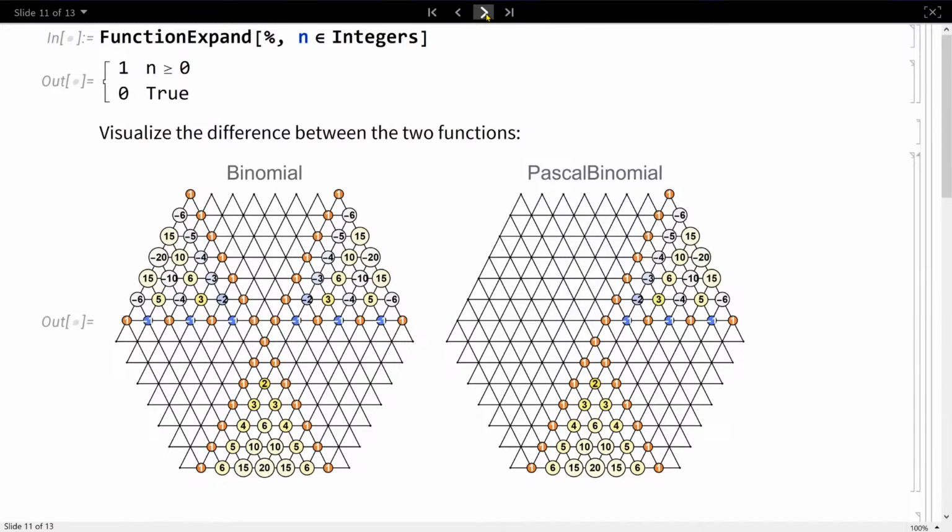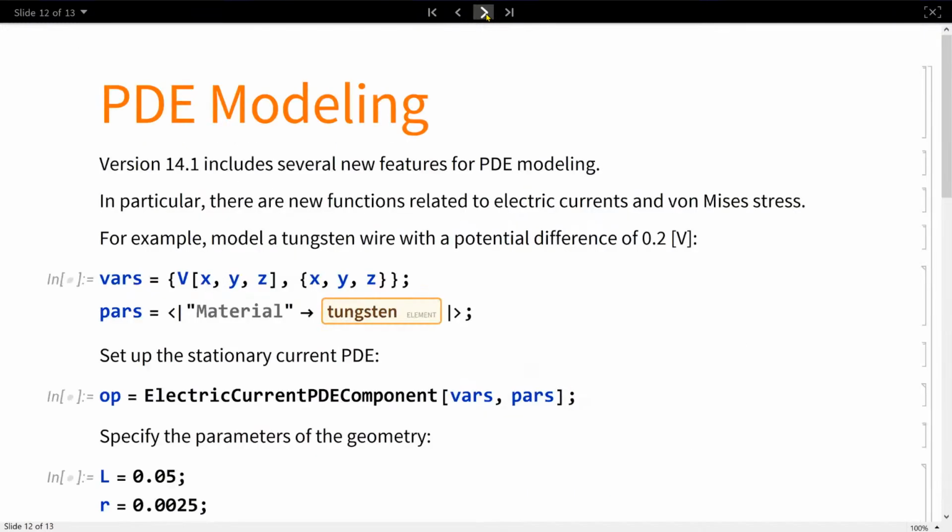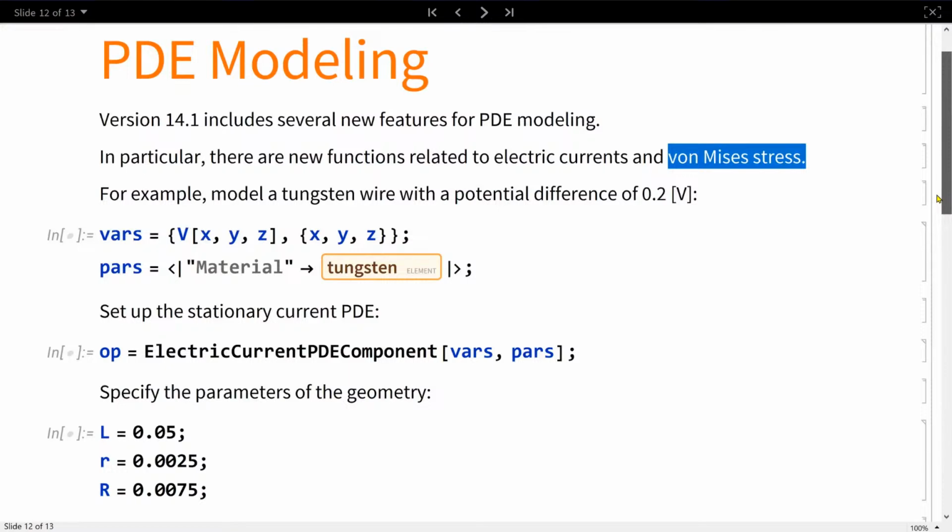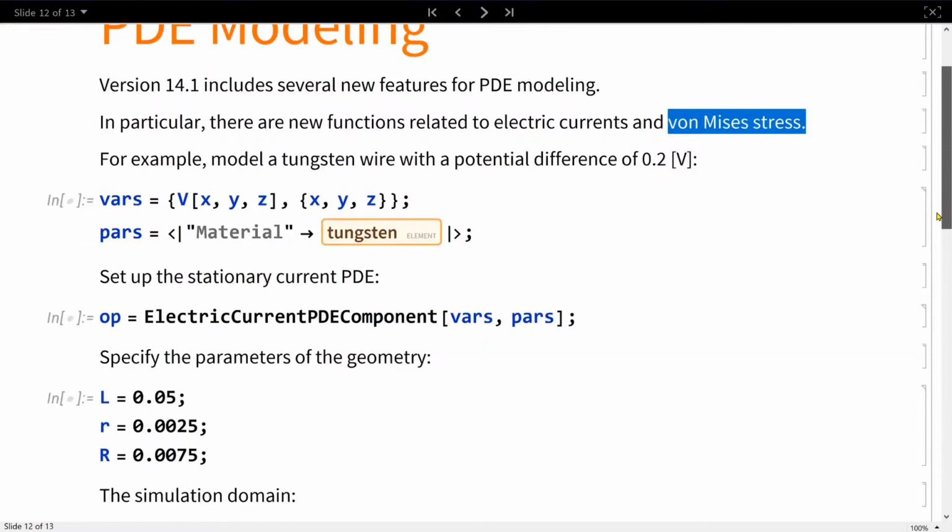And finally, I go into PDE modeling, a very beautiful, powerful area. So we have several new features of PDE modeling in the new release. And in fact, we have new functions for working with electric currents and von Mises stress in particular. So here is an example from the documentation, which is beautiful. I recommend you look at it.